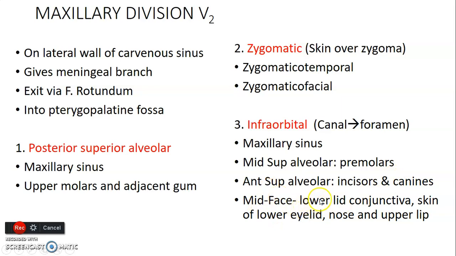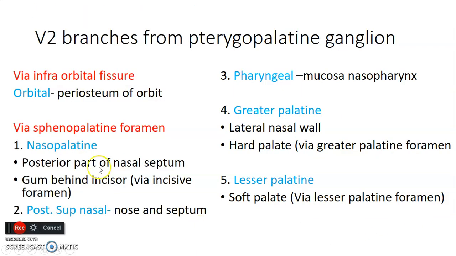It also innervates the midface and lower lid conjunctiva, the skin of the lower eyelid, as well as the nose and the upper lip. Then, from the pterygopalatine ganglion, this maxillary nerve gives some branches. It can go into the inferior orbital fissure, and here it will give orbital branches to the periosteum of the orbit. Then it can also pass through the sphenopalatine foramen, where it can give nasopalatine branches.